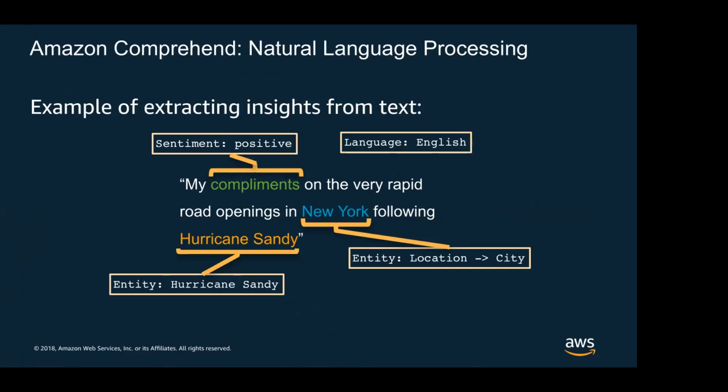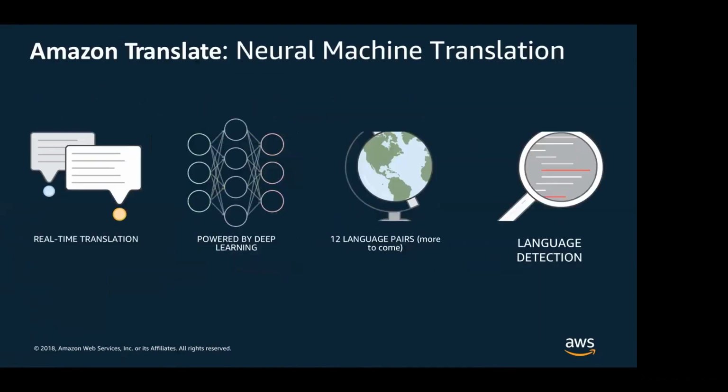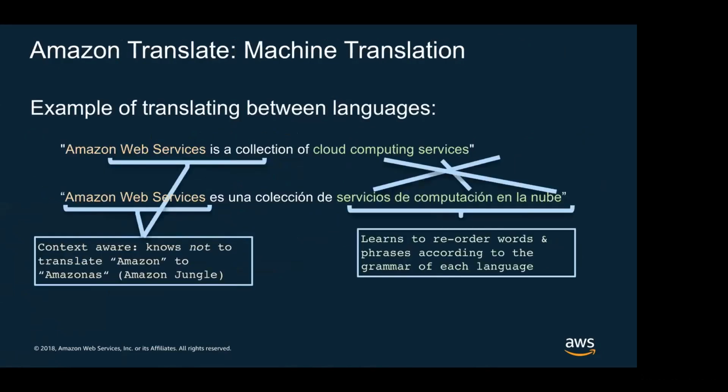You don't need to be an expert in machine learning. You can start using this by calling an API, passing a text, and then you can start working with that. Then we have another service that is Translate. It's self-explanatory. It uses real-time translation. It's also powered by a deep learning algorithm. Behind the scenes, it's the same.